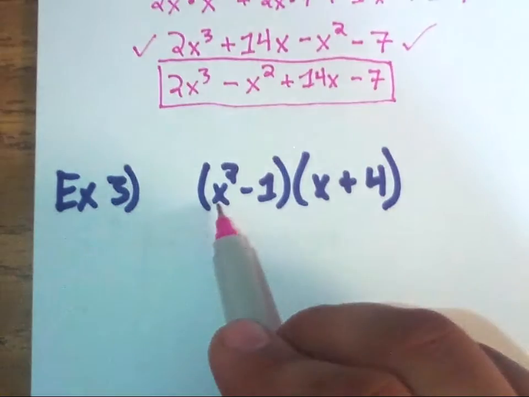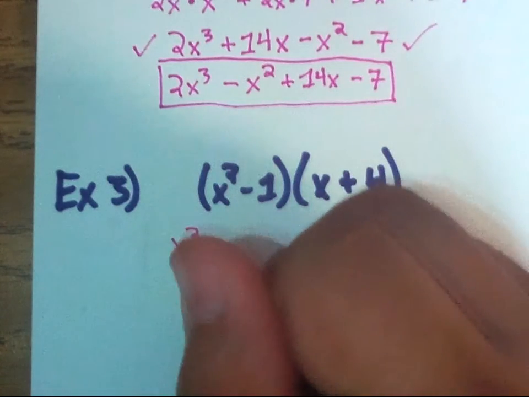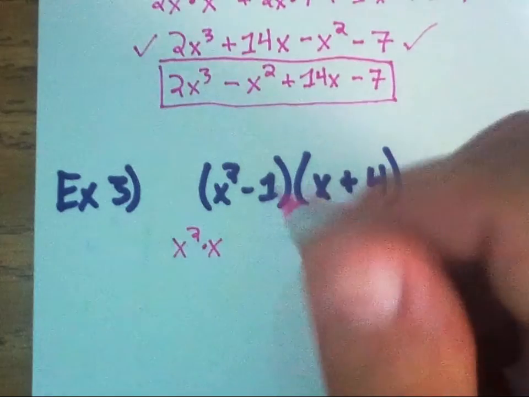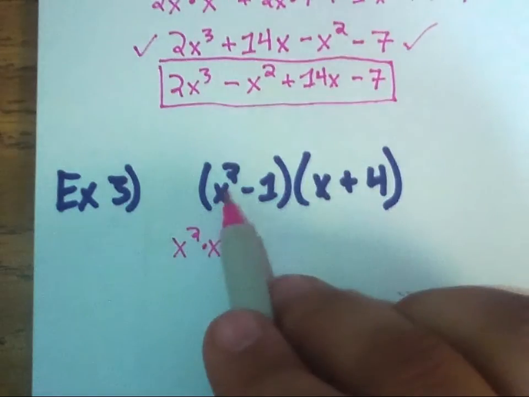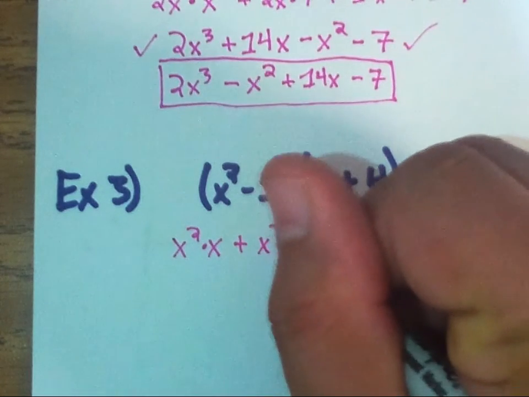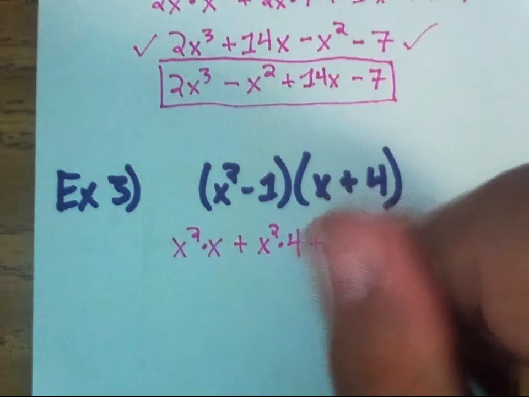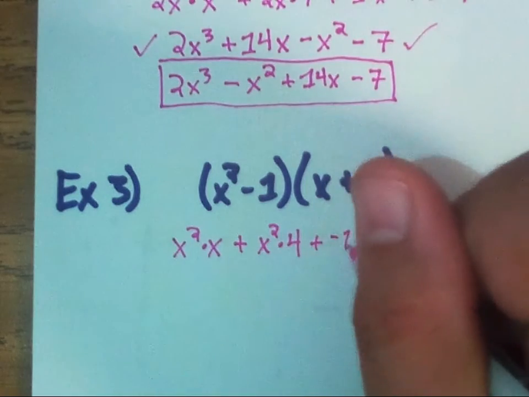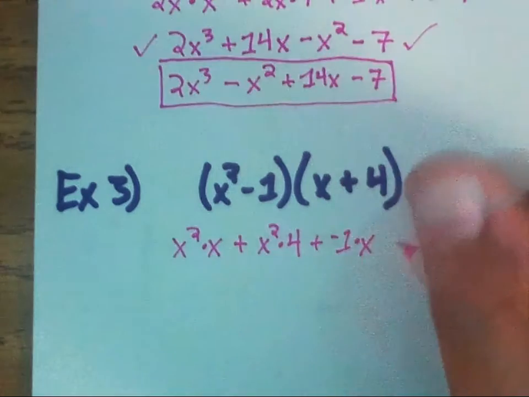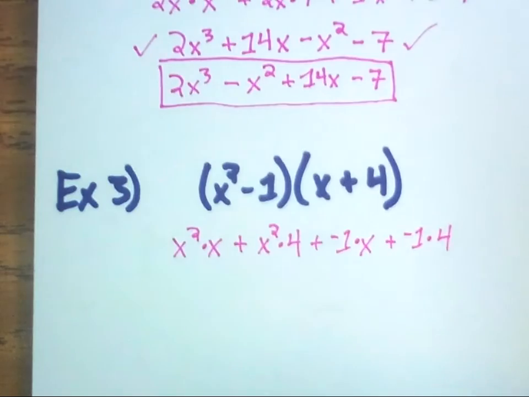So again, first we're going to do x squared times x, and you might get to a point where you can skip this part and just start cleaning it up. I'm writing it out for the sake of making sure we know what we're doing. So x squared times 4, just so you can see where the numbers came from before I put them together. Plus, inside, negative 1 times x, and last we're going to do negative 1 times 4.